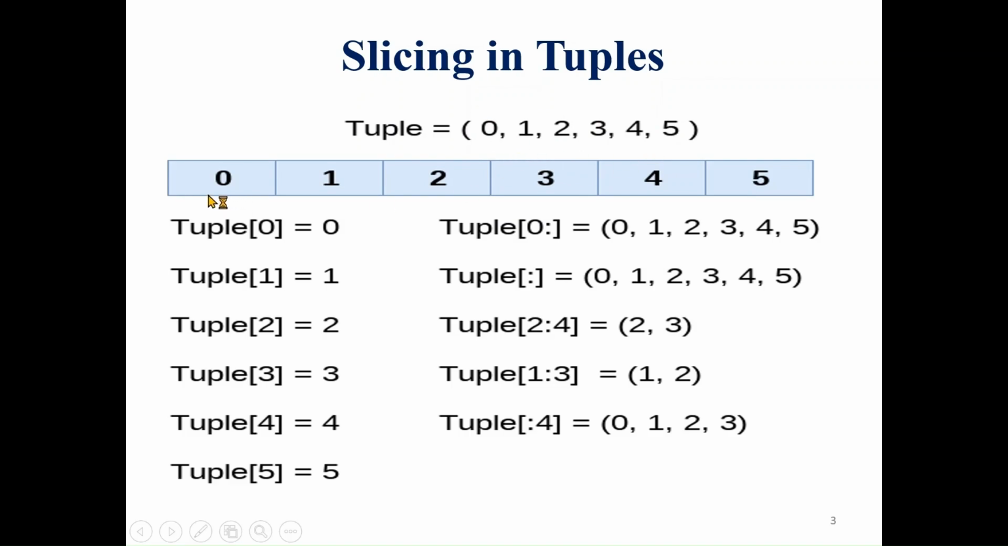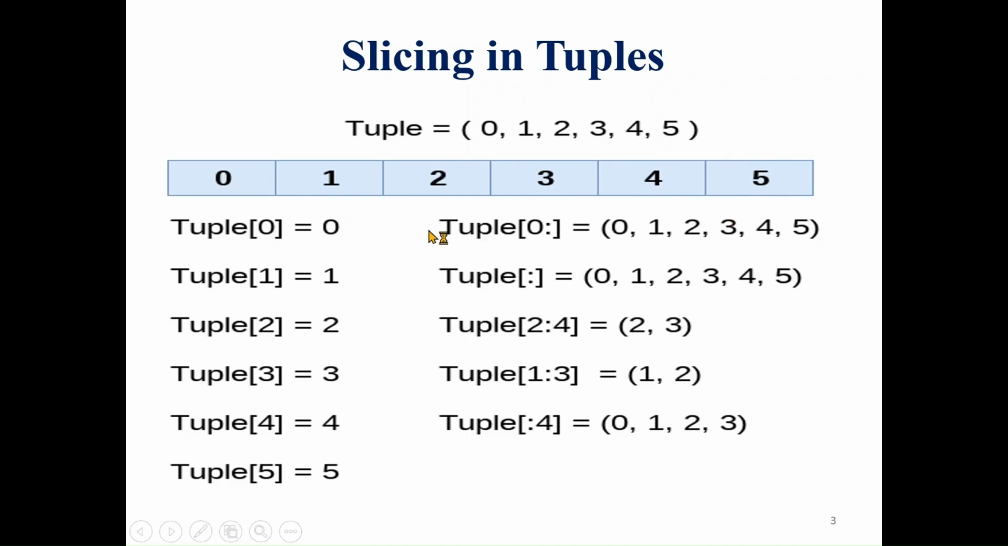So for the first box, the index number is 0. Then the second one is 1, then the third element is index number 2, the fourth element is index number 3, the fifth element is index number 4, and the sixth element is index number 5. So 0 to n-1. There are 6 elements, 6 minus 1 is 5, so the index number starts with 0 and ends with n-1.